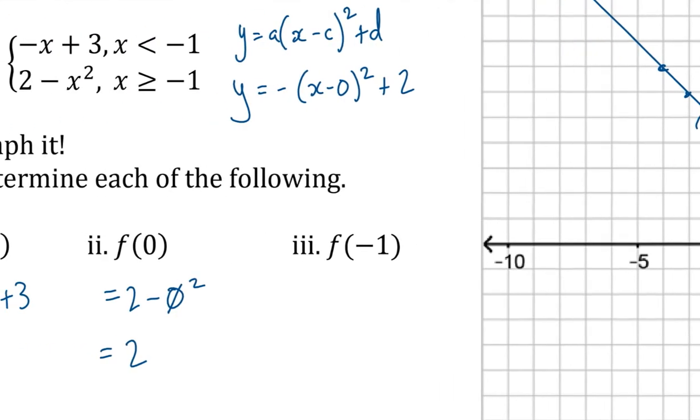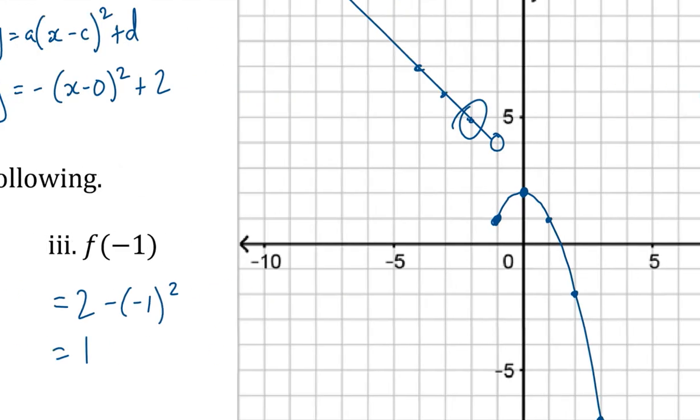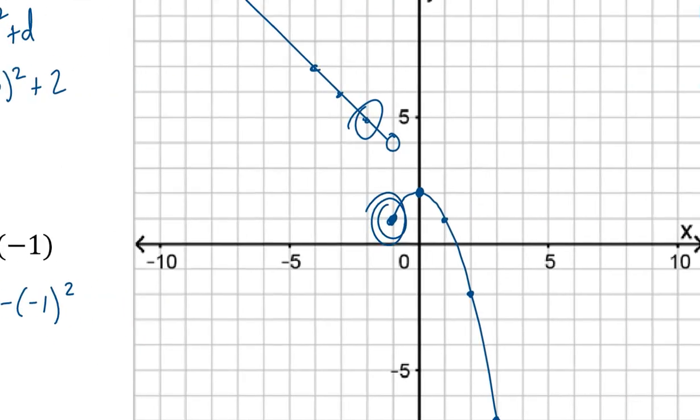F at negative 1. I know this isn't actually a tricky question, but it's obviously not random. And again, we have to be careful that it is included in that domain. So this is the quadratic again. Negative 1 squared is 1. 2 minus 1 is 1. So that's 1. And again, that fits.